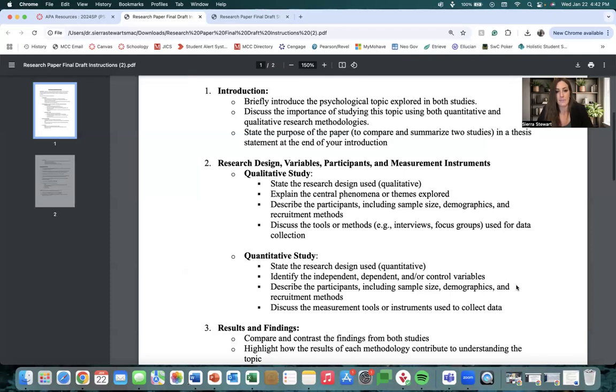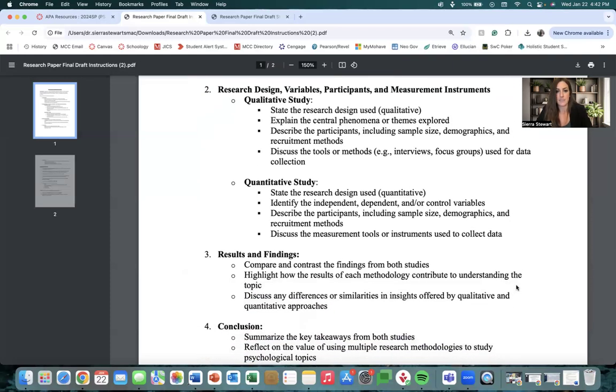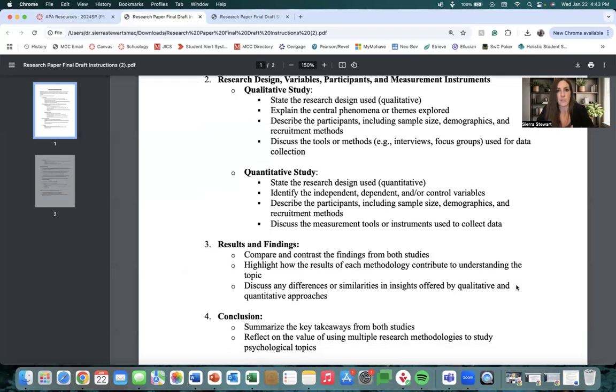And then you're going to do the same thing for the quantitative study, but this time you're going to state that it's quantitative. You're going to identify the independent, dependent, or control variables. You're going to describe the participants just like you did, which is the sample size, the demographics, and the recruitment methods, and then the measurement tools or instruments that were used, such as the questionnaires or the surveys. All right. So that could be a couple paragraphs. It could be more, whatever you think best describes those and outlines them.